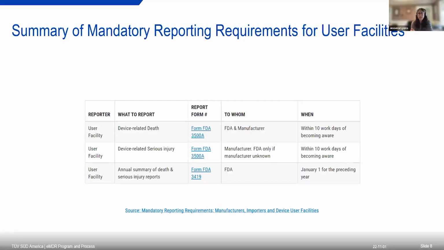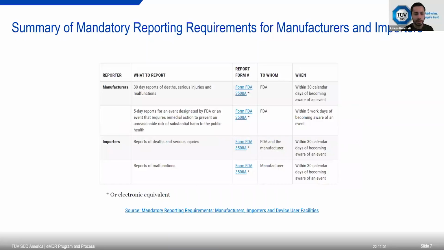Do you have a similar one for the manufacturer as well? Let's see. I am not sure for manufacturers. I can look that up, but I don't know off the top of my head right now. Awesome. So annual submissions for manufacturers. I'm not sure if there's such a requirement. I think they had seen the question coming in terms of seeing it for the user facility, and were curious if there was something for the manufacturers and importers.